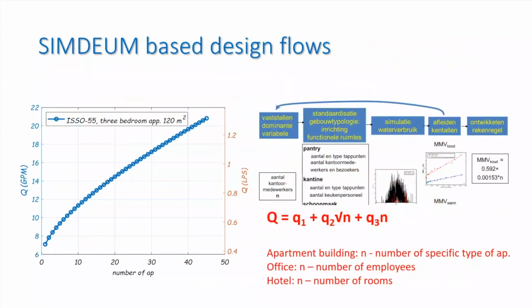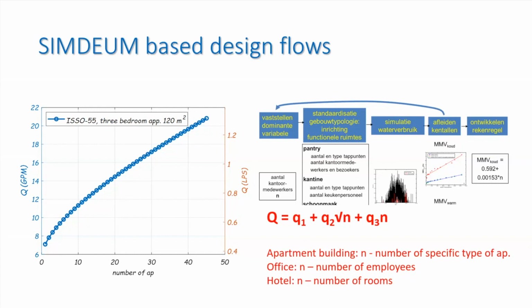Now, as we did some measurements of actual flows occurring in streets and apartment buildings, we found that this Q square root N method was overestimating quite a bit. And we decided to develop a new method, and that is based on how many people are there and how likely is it that they use water. And we developed SIMDEUM. I've talked about it before, in some of the previous webinars, so you can see that.